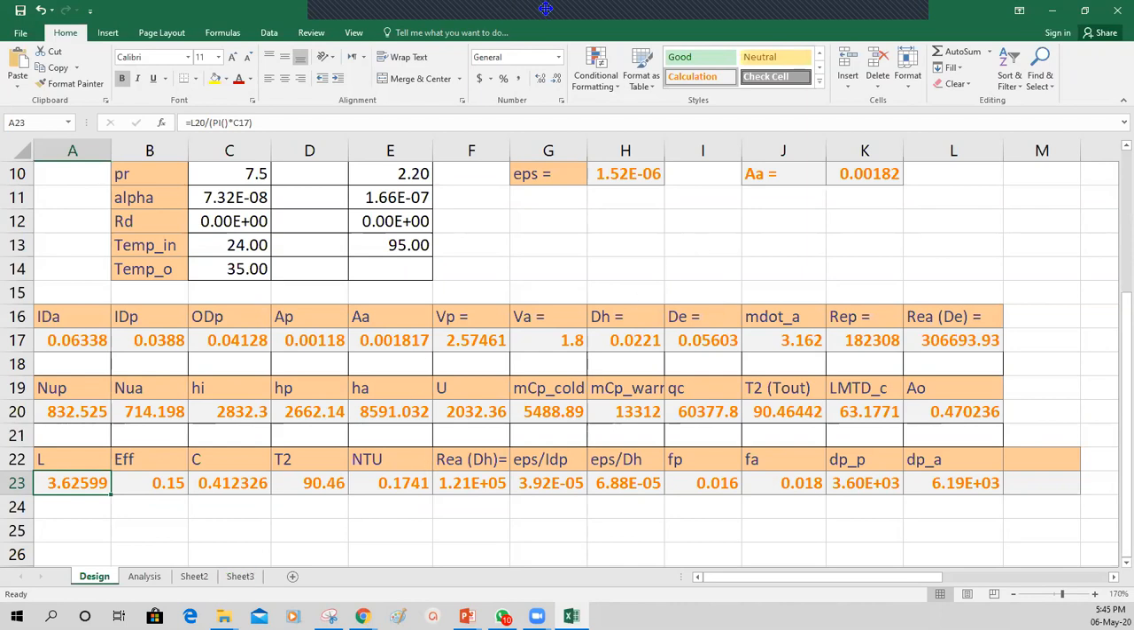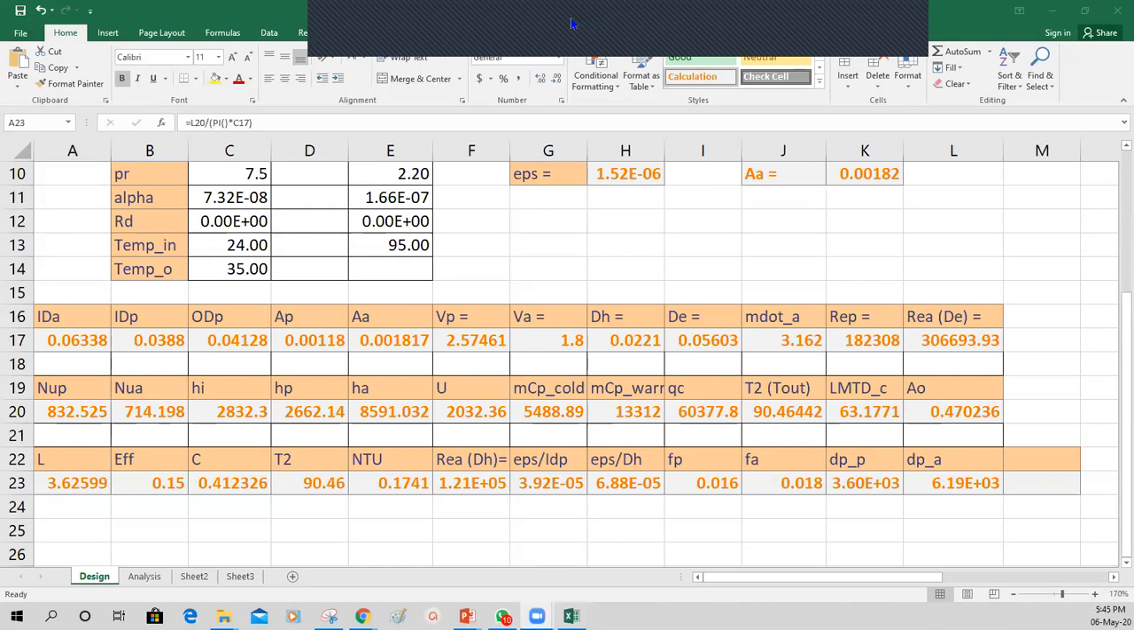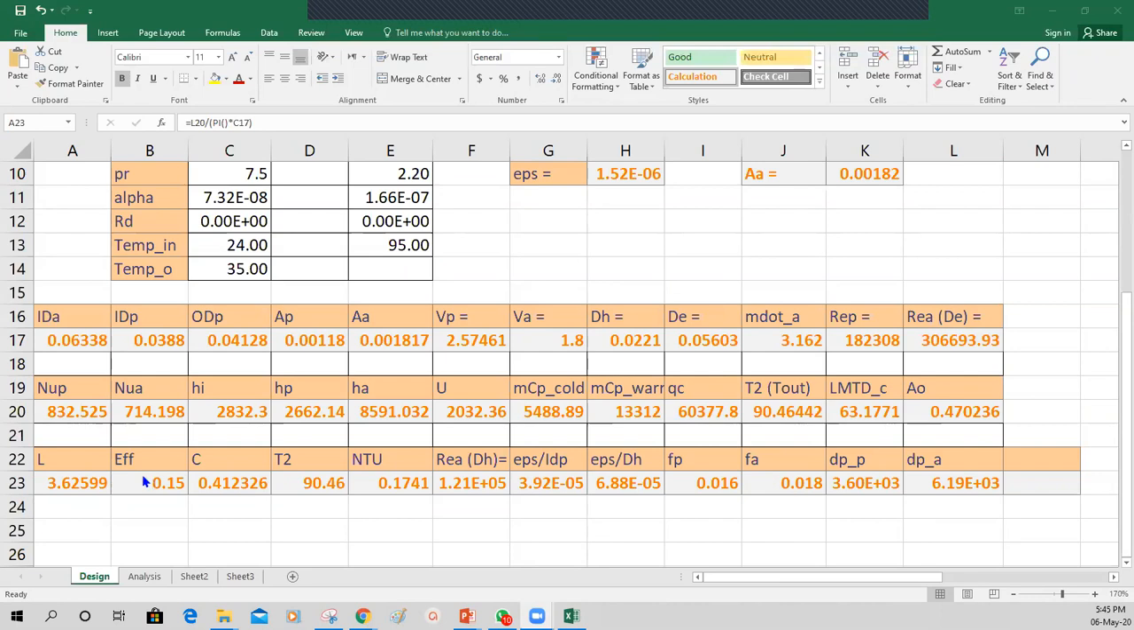We use the D for the annulus. We use ODP for the pipe, the outer surface of the pipe. And so here we find the L also.